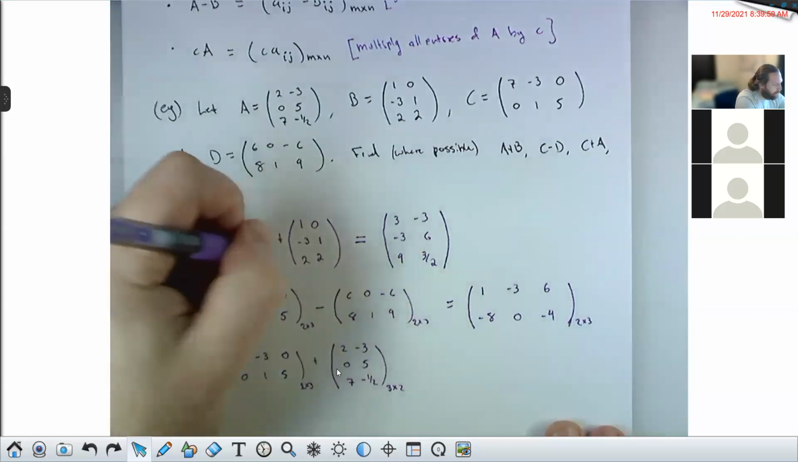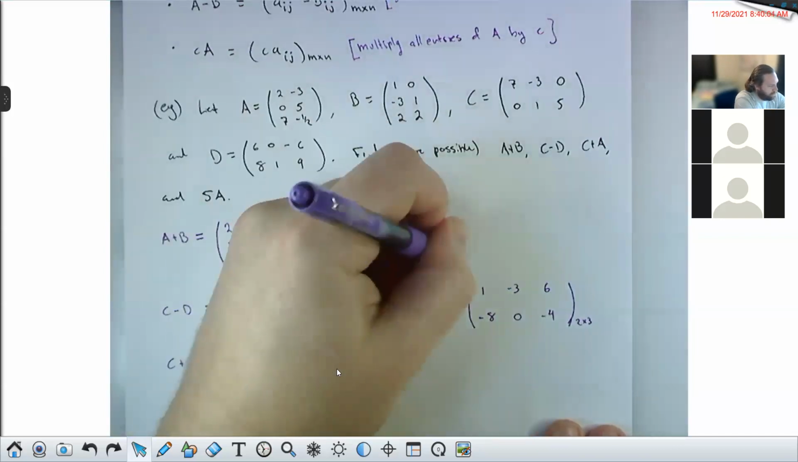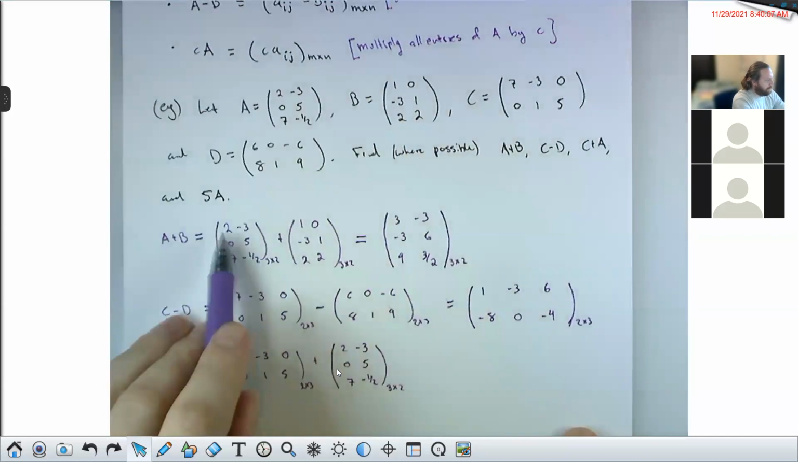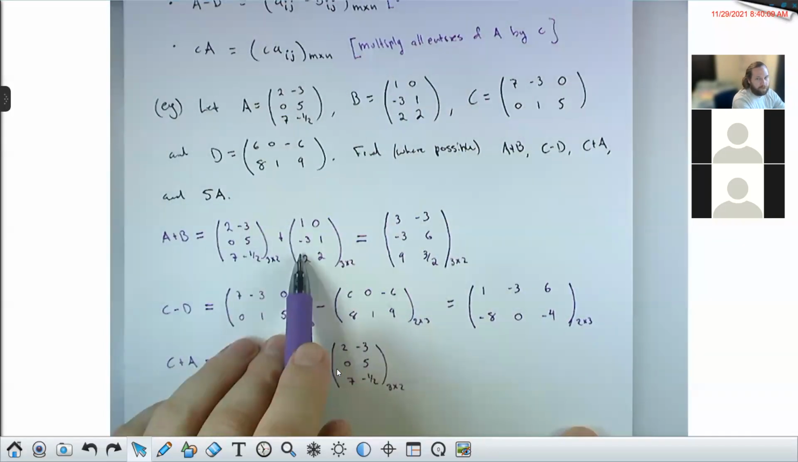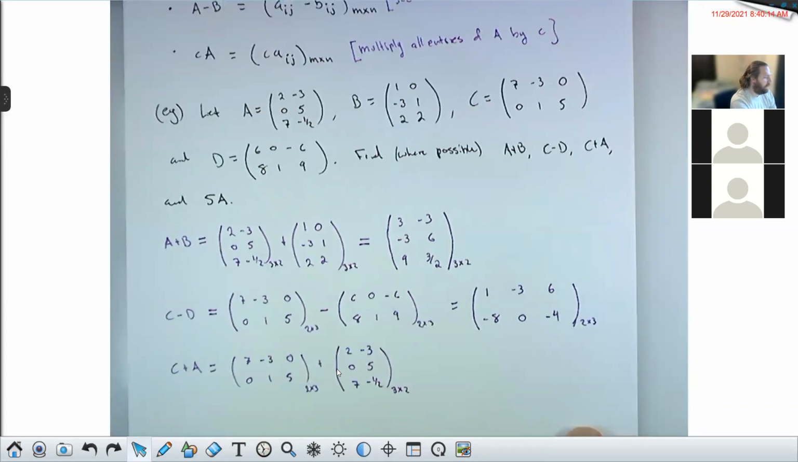I could add A and B because they were both 3 by 2s. So every position over here had a buddy over here that I could add to him. No, you can't do it. Very good. I could subtract C and D because they were both 2 by 3s. So every guy over here had a guy to subtract over here. But I cannot add C to A because C has an element in the 1, 3 position, and A doesn't have anything in the 1, 3 position. It's not that there's a 0 here, there's nothing here.